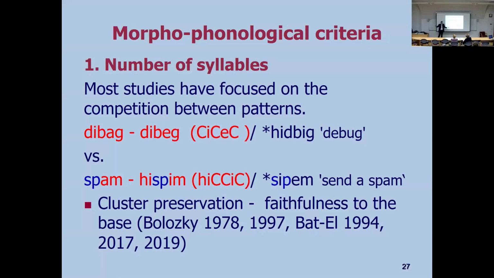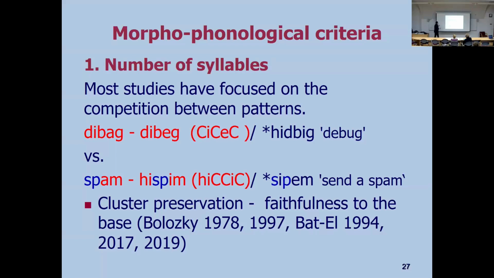So again, on the one hand, every verb must look like a native Hebrew verb. It has to be adjusted to one of the patterns. But on the other hand, we want to be faithful to the source, to the loanword and to its structure as much as we can. So we have this struggle. In debug, sorry, there is no cluster to preserve, so we go for the default, which is CaCaC. Of course, hitbig would have created a cluster that doesn't exist in the first place.